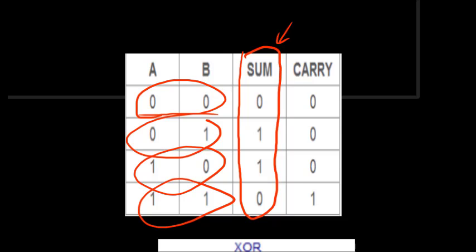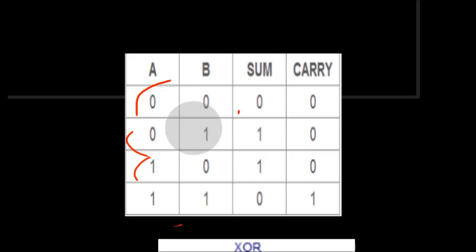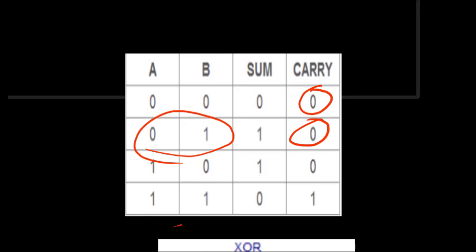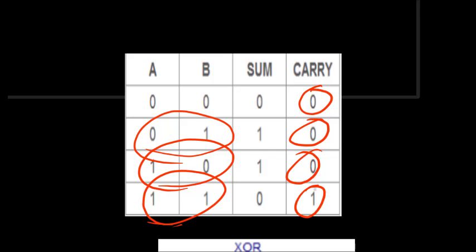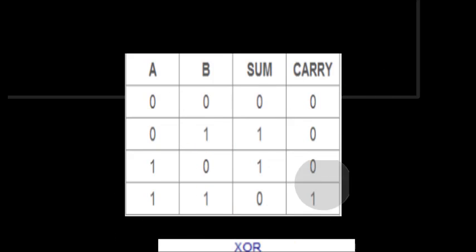Then let us take the case for carry. If you want to design the carry operation, for which gate do we have 0 0 is 0, 0 1 is 0, 1 0 is also 0, and 1 1 is 1? We have the AND gate. So the AND gate follows this particular carry function. So we need two gates. One is the XOR gate, the other is the AND gate.